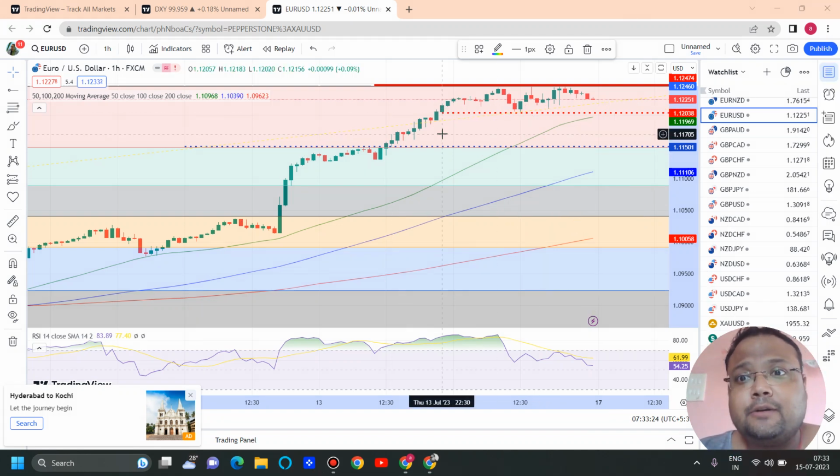And in case the market surprises us, keep in mind, the market may also surprise. Usually we don't get to see much volatility during the first half. That's why we are expecting that in case the market shows downside also, 1.1200, 1.1205 will be working as support.